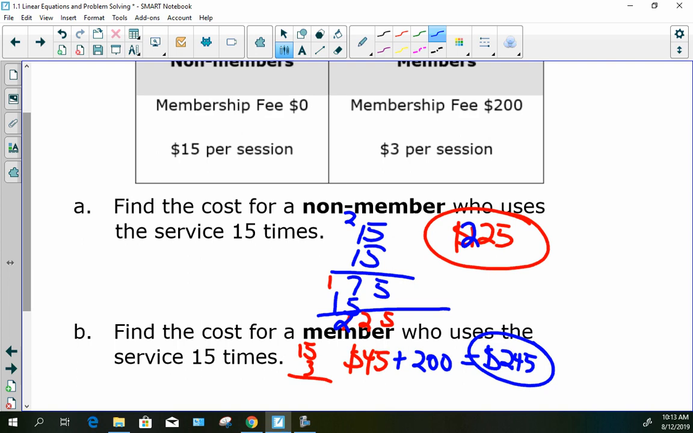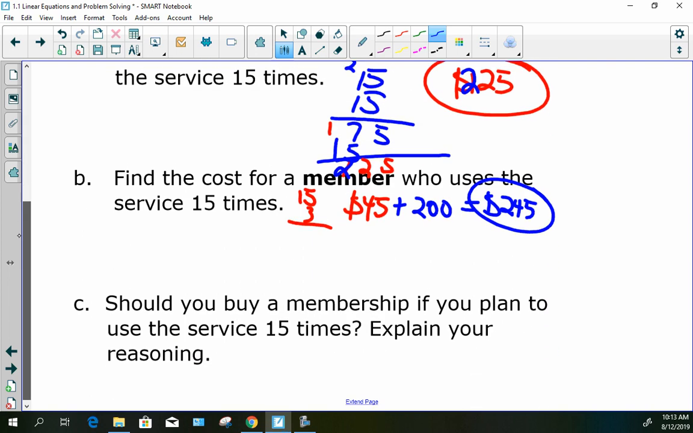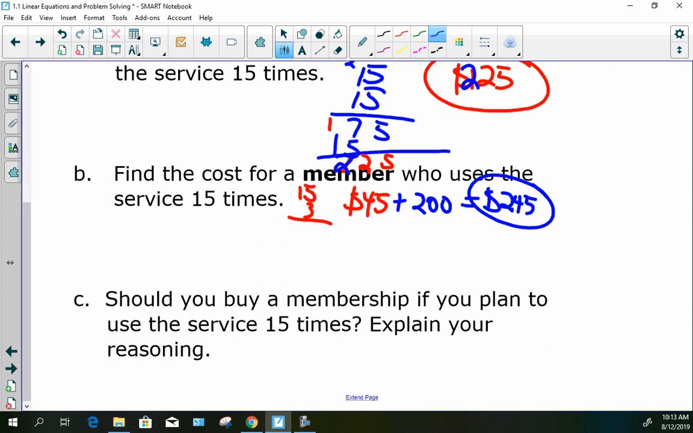But we still would have got the right answer, because is it better to be a non-member or a member? Better to be a non-member. Why? Cheaper. That's it. Cheaper. Better to be a non-member.